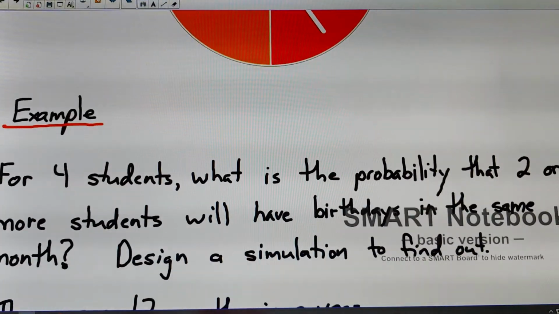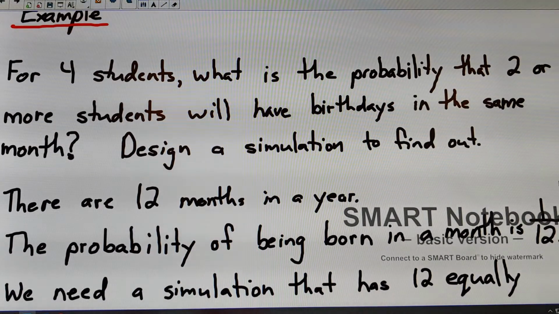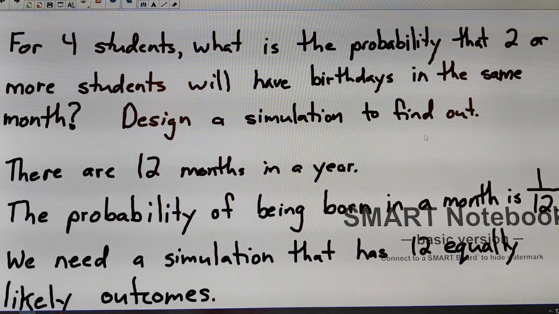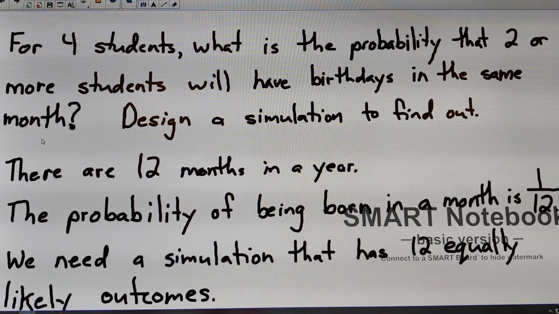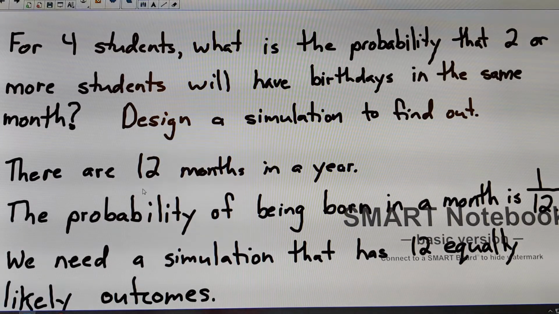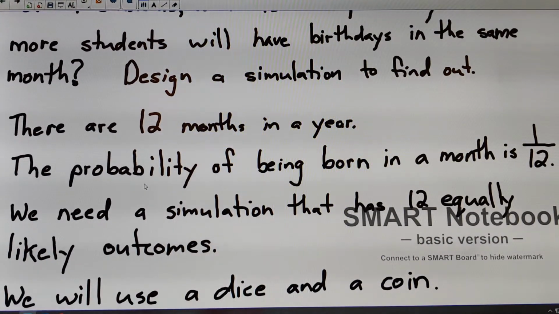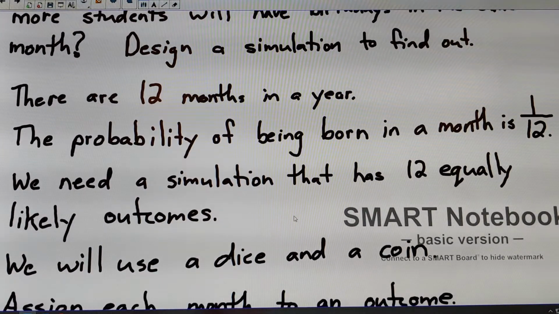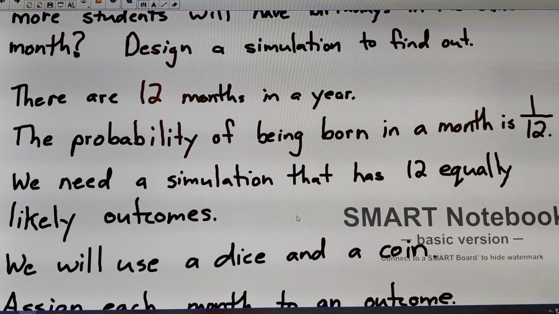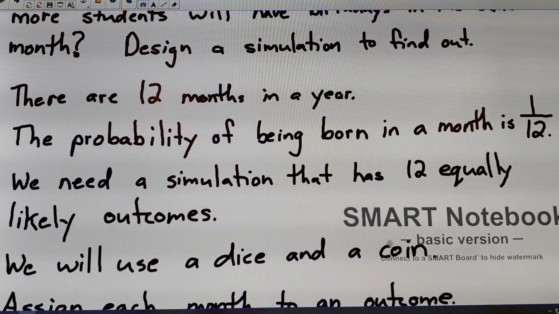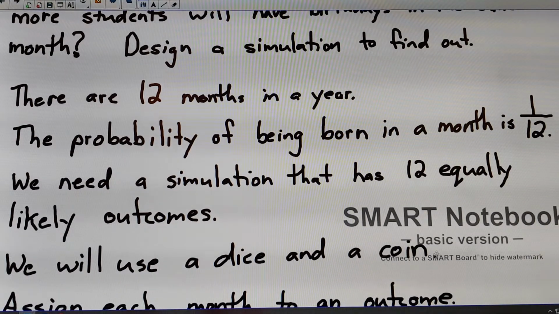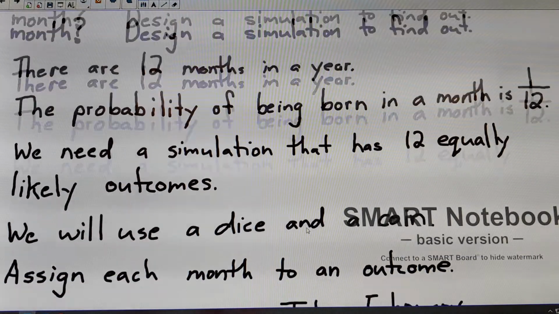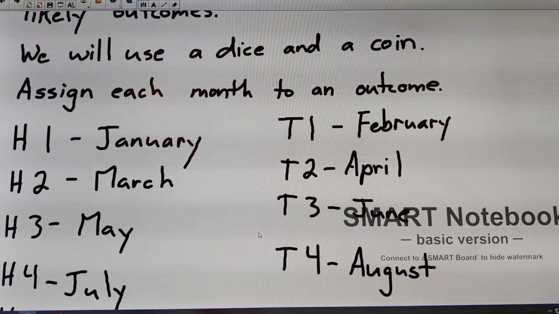Okay, so here's the example. So there are 4 students. They want to know the probability that 2 or more students will have birthdays in the same month and design a simulation to find out. Well, there are 12 months in a year, so the probability of being born in any one particular month is 1 out of 12. So we need a simulation that has 12 equally likely outcomes. Okay, so that's a dice and a coin, because there's 2 outcomes here, 6 outcomes there, so 2 multiplied by 6 is 12.